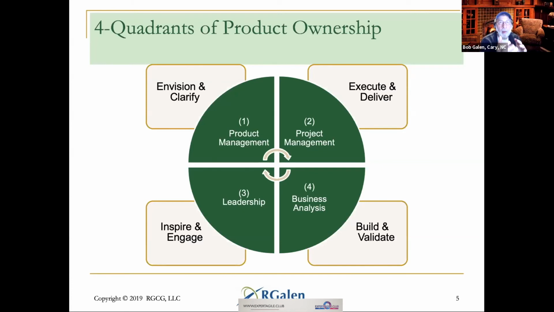And then the fourth quadrant is the one that probably resonates most. Quadrants 1 and 4 probably resonate the most with folks who've read books about product ownership. It's what I call the business analysis quadrant, or the build and validate quadrant. Quadrant 4 is the land of user stories. If you're familiar with user stories, quadrant 4 is sort of the land of user stories and acceptance criteria, and backlogs to some degree. So sort of the tactical aspects that folks are very familiar with.